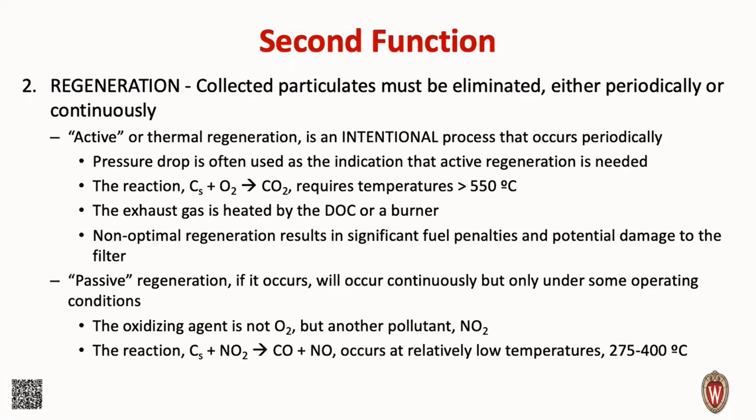The other way to do regeneration is what's called passive regeneration. And if it happens, it's going to happen continuously, but it only happens under specific operating conditions. For passive regeneration, the oxidizing agent is actually NO2. So this is where it's handy that we form some NO2 in the DOC, because NO2, when it's around and when the exhaust temperatures are like 275 to 400 C, does a really great job of oxidizing stored soot. And that's very, very helpful for us, right? So it reduces the time between when we need to do active regenerations.